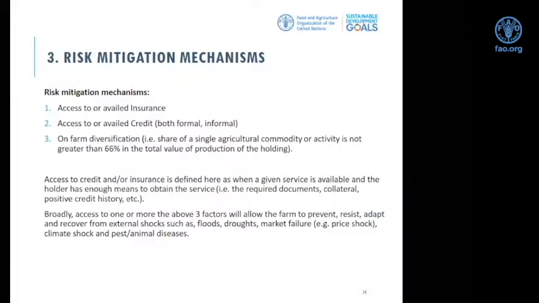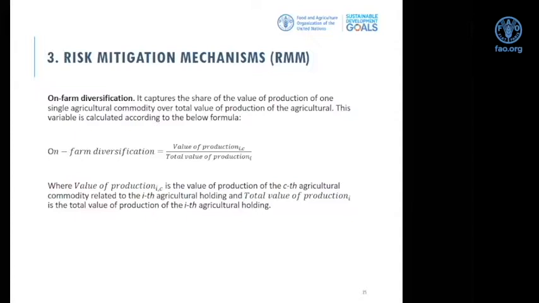Based on whether the holding has access to or has availed these three shock coping mechanisms, we assign the green, yellow, and red statuses to the agriculture holding. Now, the last coping or mitigation strategy, on-farm diversification, captures the share of the value of production of one single agriculture commodity over the total value of production of the agriculture holding, which I mentioned on the previous slide.